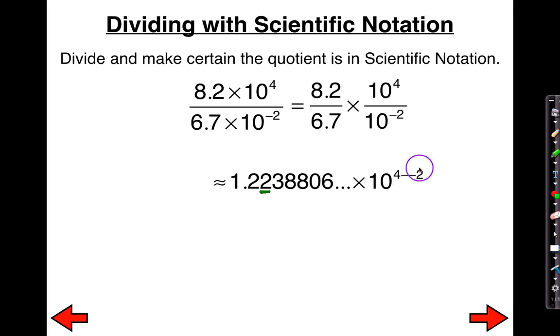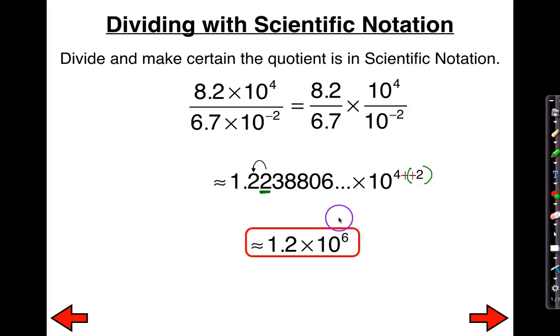Okay, so in a case like this, we're just going to go ahead and round to the nearest tenth, like I said before. So all you need is the hundredths digit, and that's going to leave you with 1.2 times 10 to the 6th power, because you add the opposite. 4 plus 2 is 6. So that would be the answer.